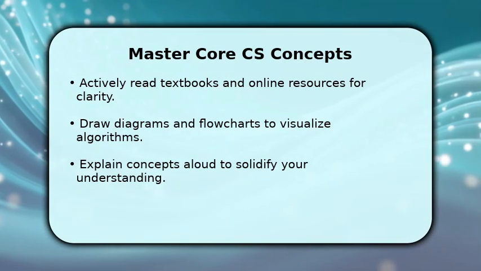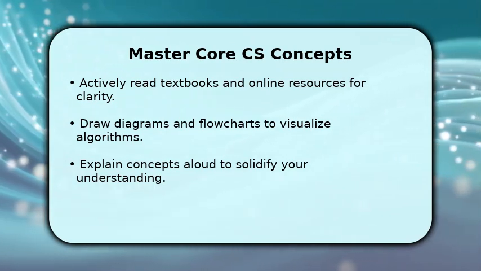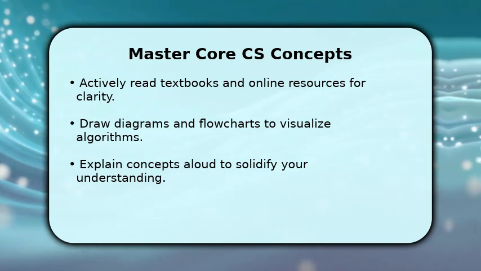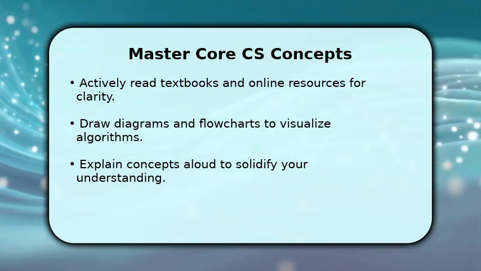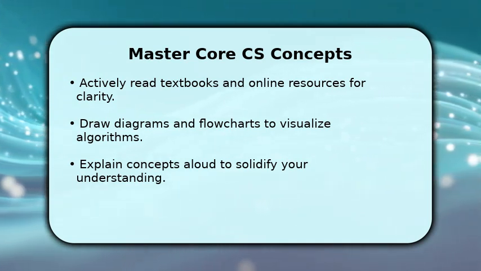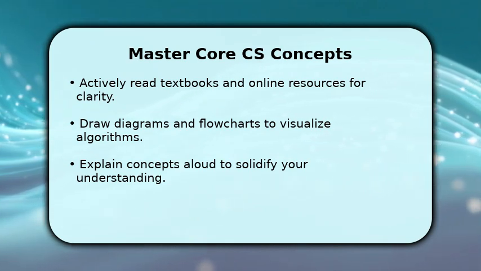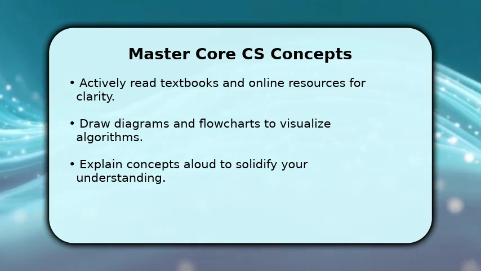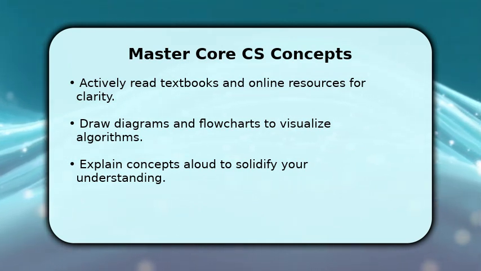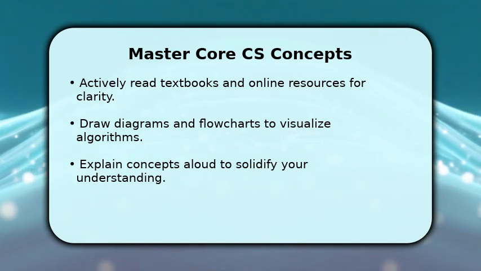To truly master computer science concepts, engage actively with your learning materials. Don't just passively read. Instead, take notes and highlight key information. Visual aids like diagrams and flowcharts can simplify complex algorithms, making them easier to remember. Try explaining a concept to a friend or even to yourself. This process reveals gaps in your understanding and reinforces what you already know. This active engagement helps embed knowledge deeply.